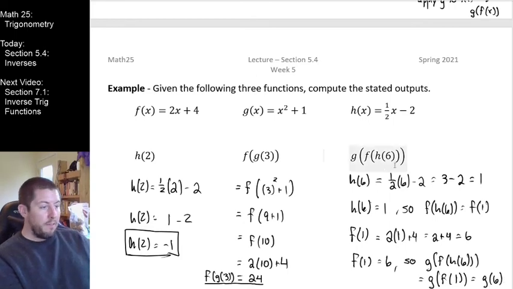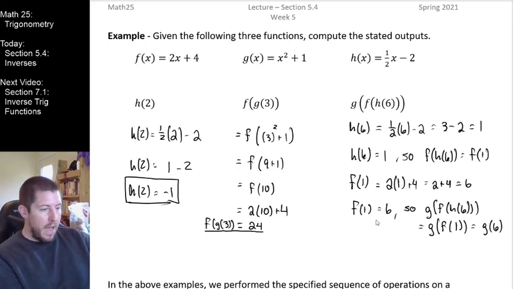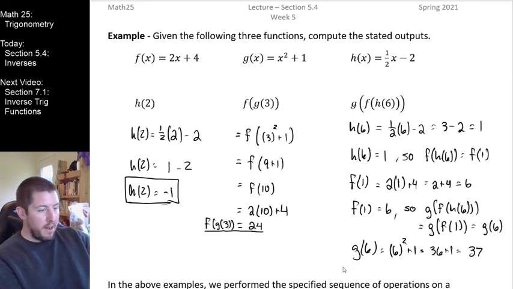Right? And now for my last layer, oh, looks like I got to give myself a little more room there. And so now I can go ahead and do my g of 6. And g of 6 is going to be 6 squared plus 1, which is 36 plus 1, which is 37. And so I'm getting for my final answer here that g of f of h of 6 is 37. Right there is my final answer. Right?